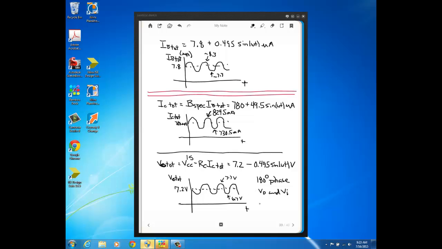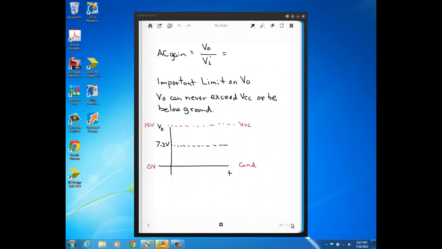So that's the effect of the AC signal on our waveforms. Now, here's the real key point: the whole purpose of this circuit is to amplify the AC signal at the input. To see that it's done that, and by how much, we have a measure called AC gain. This is just V out over V in, the AC portion. We're looking at just the AC.